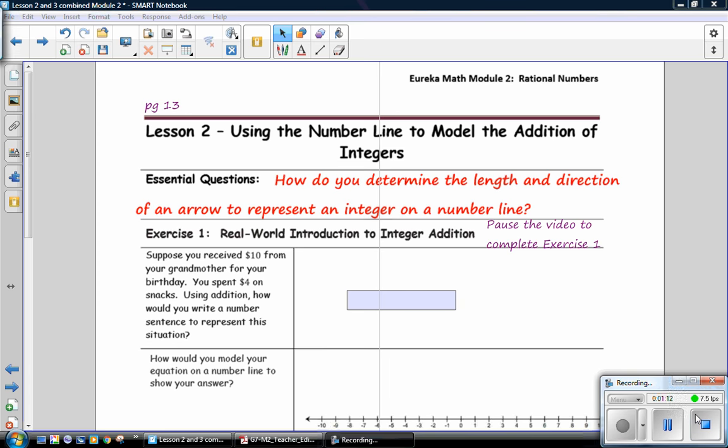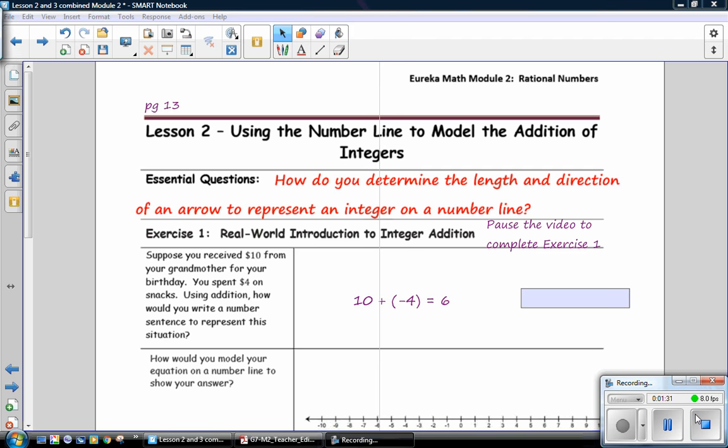On page 13, our essential question is, how do you determine the length and direction of an arrow to represent an integer on a number line? Pause the video to complete exercise 1. So now let's check your answer.